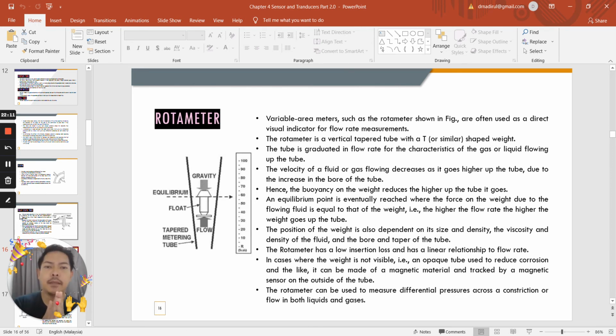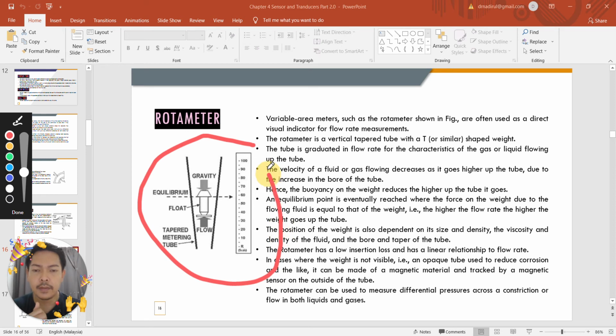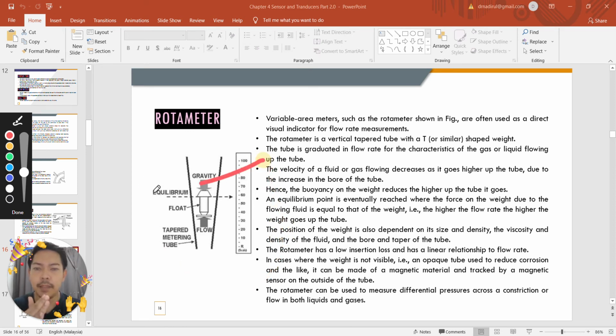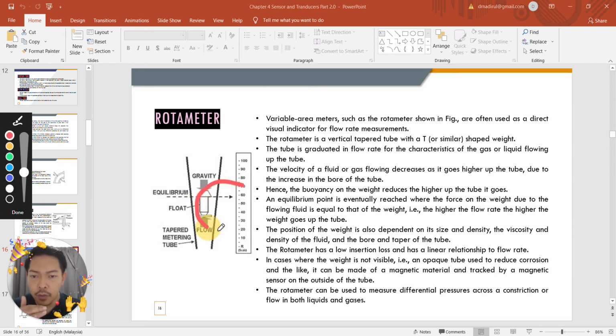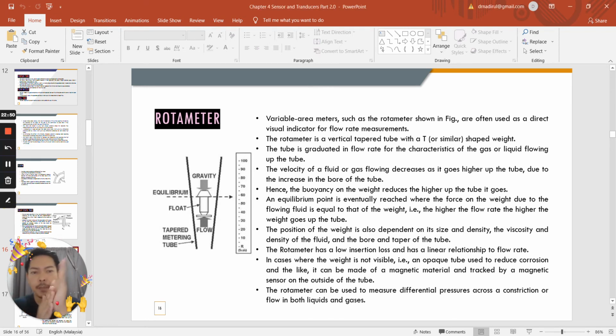Rotameter. A variable area meter such as the rotameter is shown in the figure on the left side of the slide. So this is a rotameter. The rotameter is often used as a direct visual indicator for flow rate measurement. So it gives you a visual indicator here of the direct measurement of the flow rate itself. The rotameter is a vertical tapered tube with a float or similar shape inside. The tube is graduated in flow rate for the characteristic of a gas or liquid flowing up the tube.